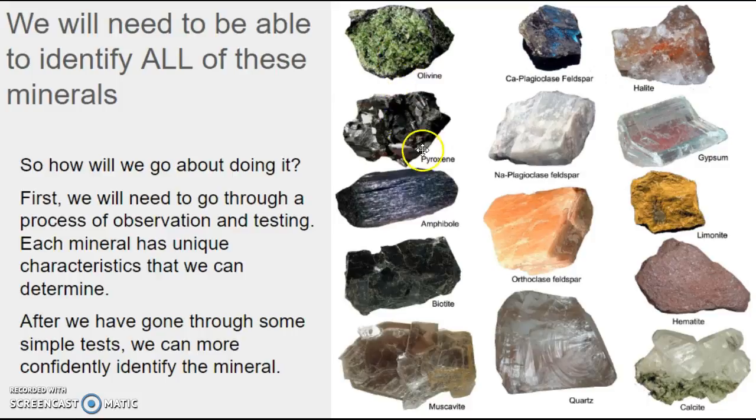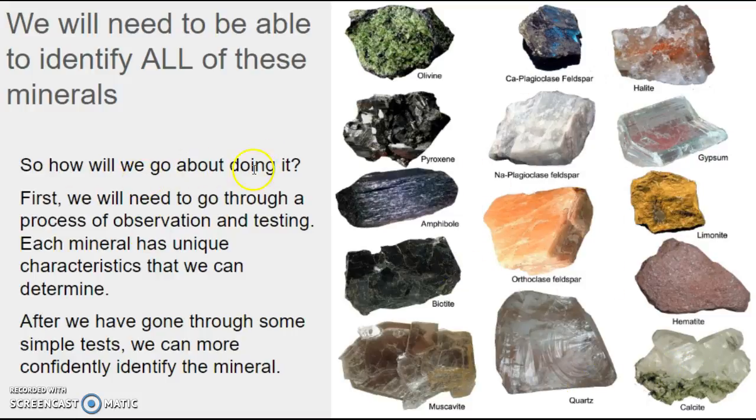Notice olivine is green, pyroxene, this one here happens to have a nice sheen to it. We've got amphibole, our micas here, biotite and muscovite. We have our feldspars here in the middle. We have halite or table salt, gypsum, limonite, hematite, calcite, and quartz. These are some common minerals.